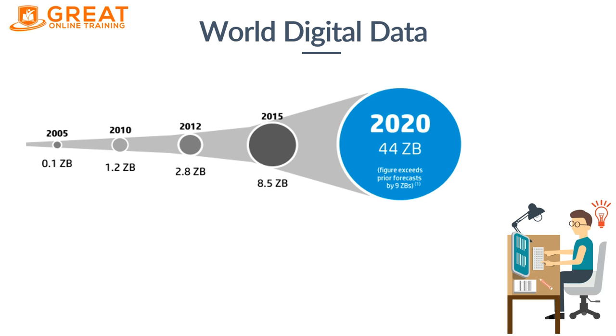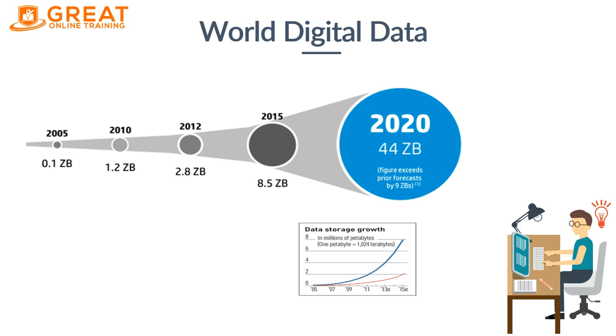So with this growth, experts are expecting that by 2020, the world digital data will be 44 zettabytes. If you look at this increasing graph, it is an exponential graph, like the data volume in the world is increasing exponentially. The blue line in the graph shows this.